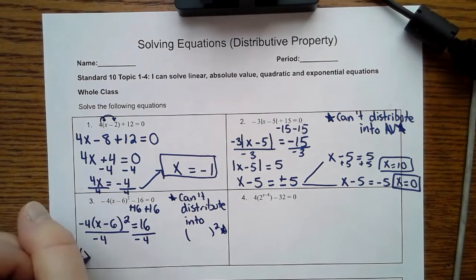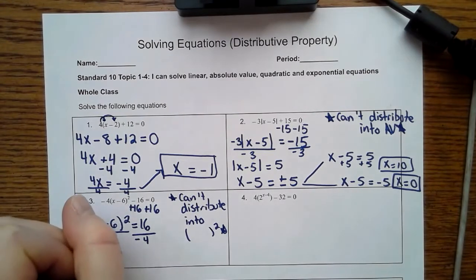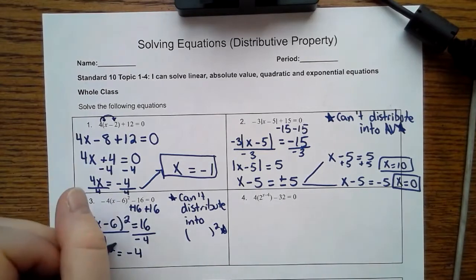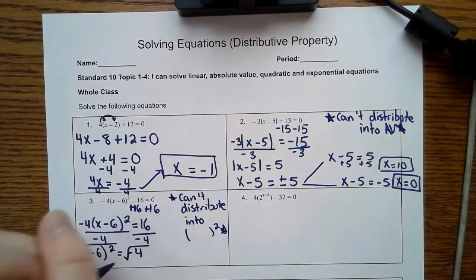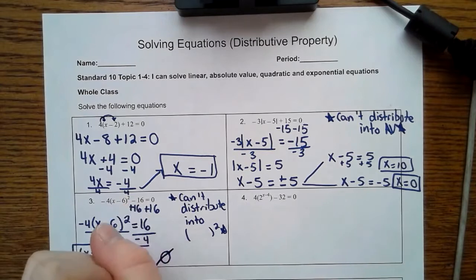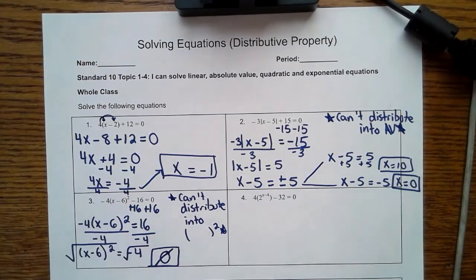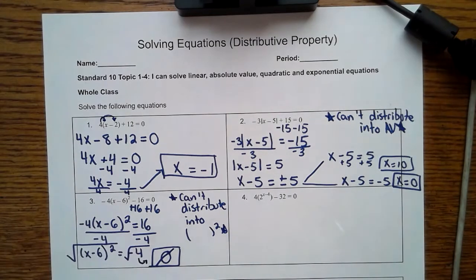I get x minus 6 squared equals -4. I go to square root that. I can't square root a negative, everyone, so it's actually no solution. Okay, so once again, this was a no solution because as I was doing my work, I went to square root a negative, which means no solution.